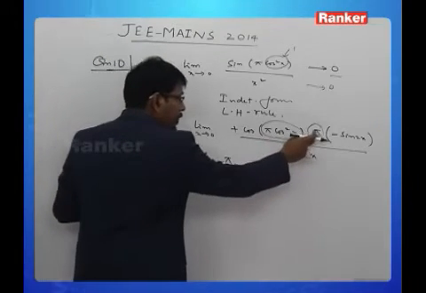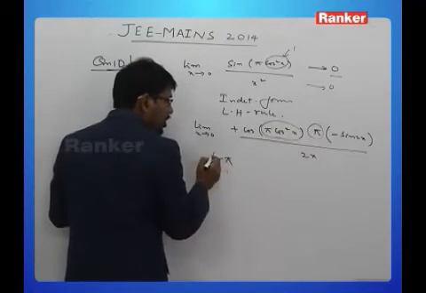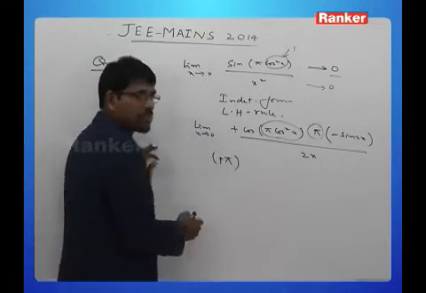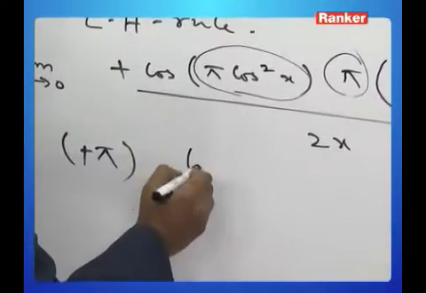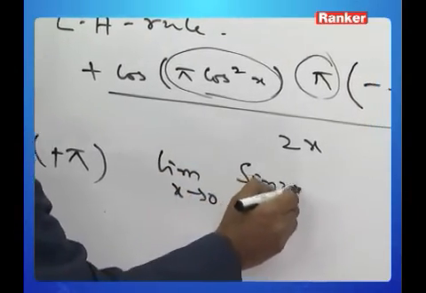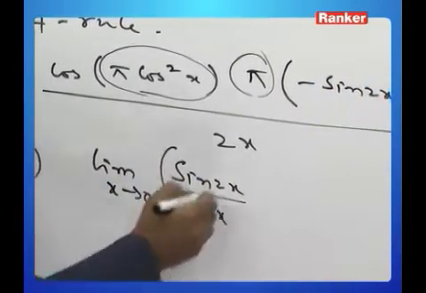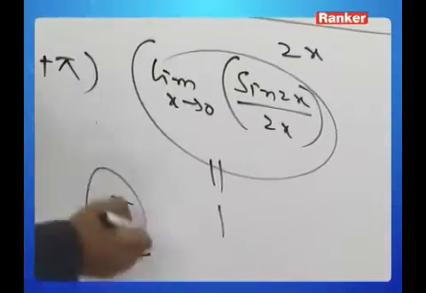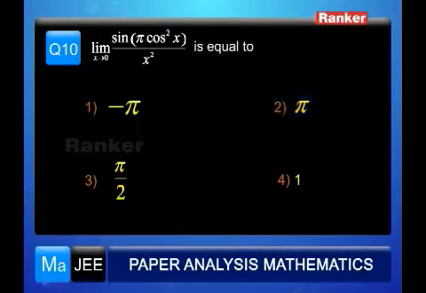That is pi into this pi cos square x, cos of pi cos square, that will be minus pi. And there's a minus sign here, so minus of minus is plus here, and it comes out to be limit x tends to 0 of sine 2x by 2x. That's clearly 1 here. Therefore we have the final answer to be pi, and that's clearly seen in option 2. Option 2 is the right answer.